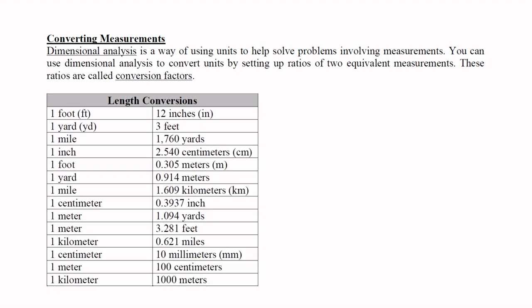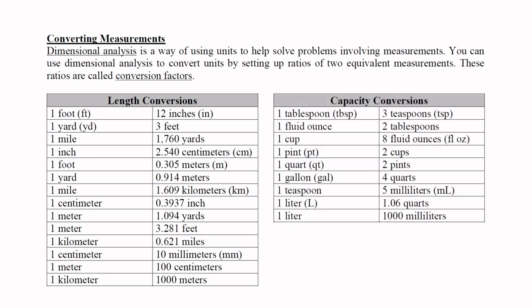So here's a list of some of these conversion factors. We have length conversions here, and you have those in your notes. The same table that you see here is in your notes. So for example, in that first row, 1 foot is the same as 12 inches. 1 yard is the same as 3 feet. 1 mile is the same as 1,760 yards, and so on and so forth. Also have capacity conversions here as well. We talked about tablespoons and teaspoons. That is part of capacity, and here's a fairly thorough list of some of your conversions.